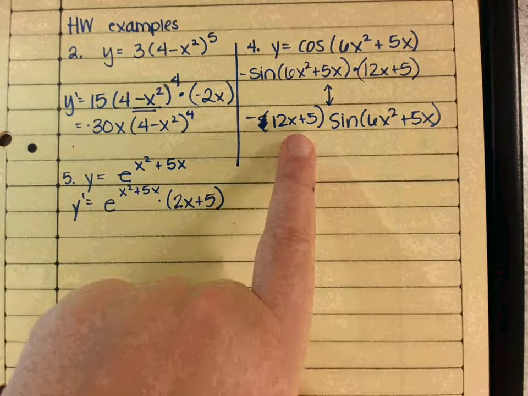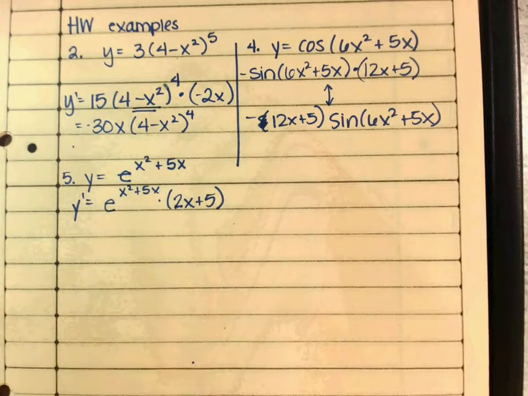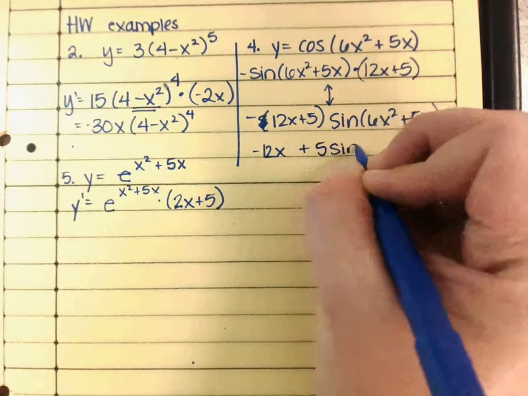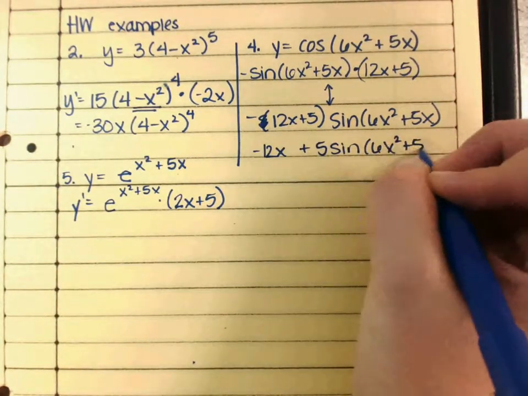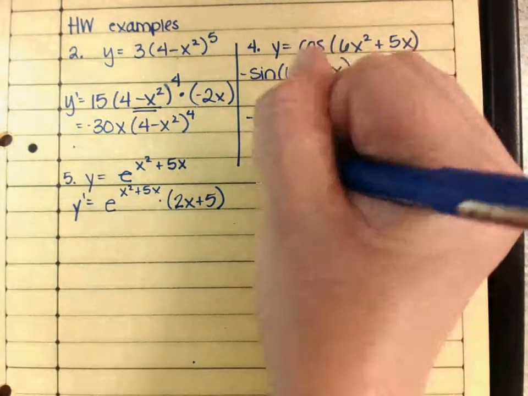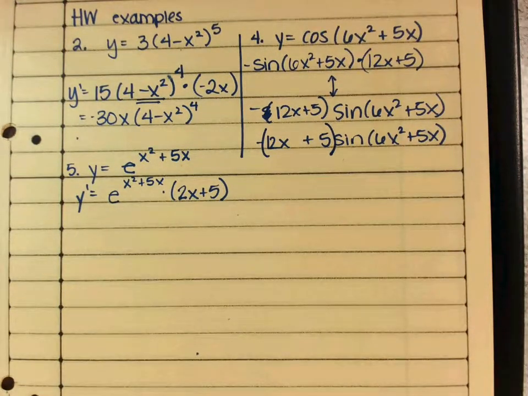Now, question, are these parentheses necessary? Yes. If you don't put them, this is what that means: negative 12x plus 5 sine 6x squared plus 5x. That's not right. So those parentheses do have to be there for two reasons. They make the negative apply to the 12x and the 5, and they make the sine multiplied by both. So those do have to be there, or else your answer's not right. Okay? All right, back to your notes, please. We'll try to work some more homework examples in here in a minute.